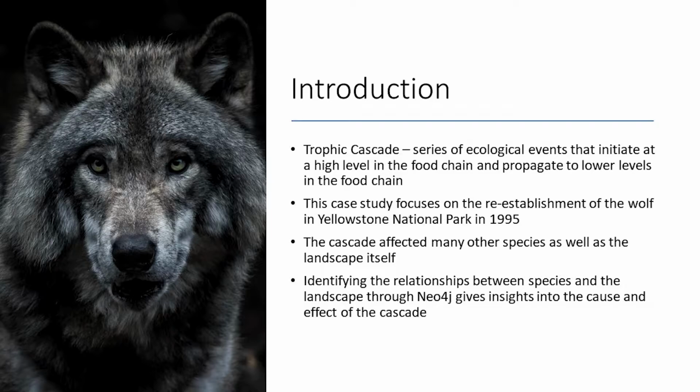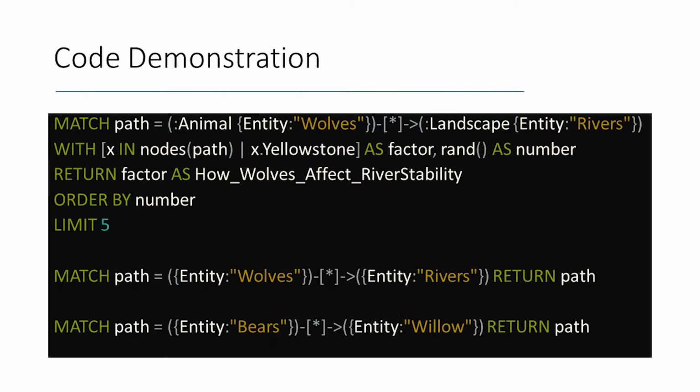Identifying relationships between species and the landscape through Neo4J gives insights into the cause and effect of the cascade. This can be done quickly and easily with the graph model. We're going to look at three different queries of our data.